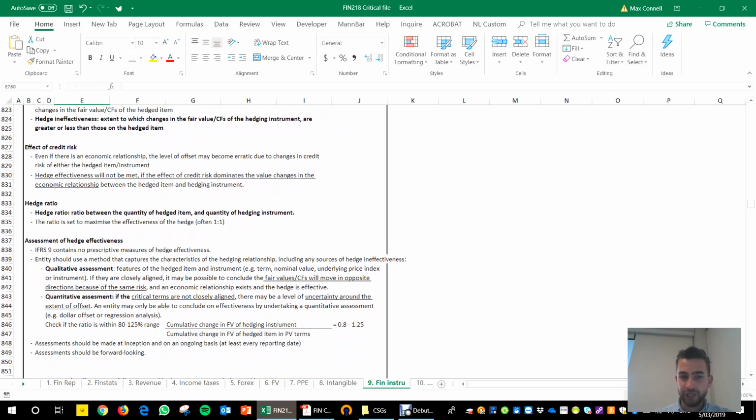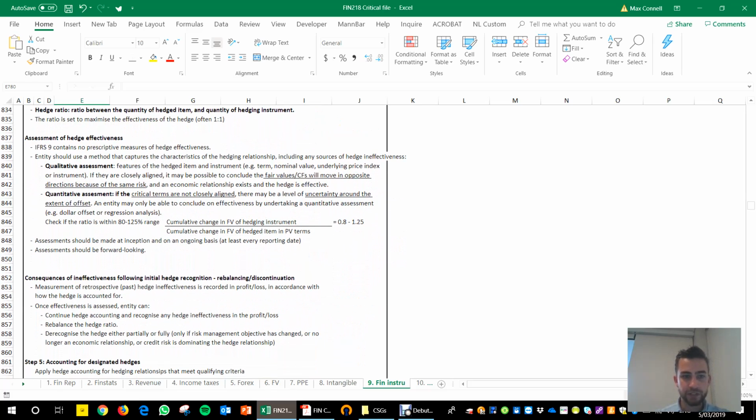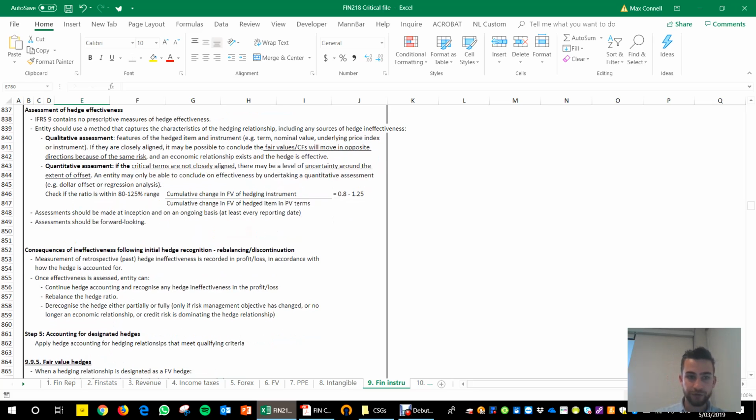We talked about hedge ratio, we talked about the effectiveness, we talked about that already. Previously the 80 to 125% range was more applicable under the old standard, where you could only apply hedge accounting if it fell within that range. However, in this instance, this is just a guideline so we can prove economic hedge effectiveness. It doesn't need to necessarily meet that rule to be used.